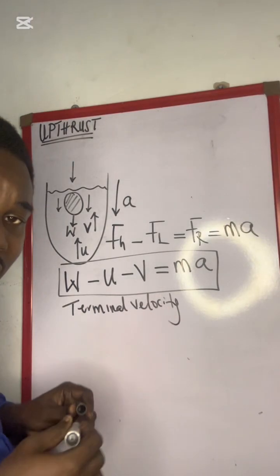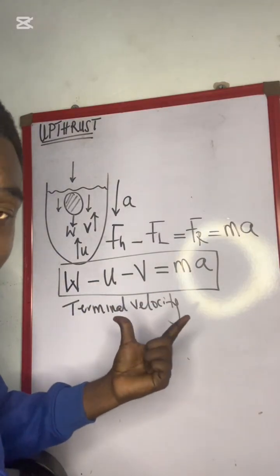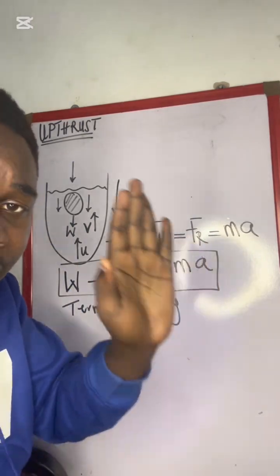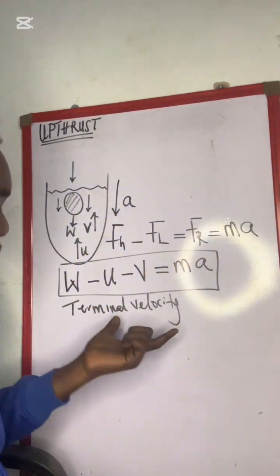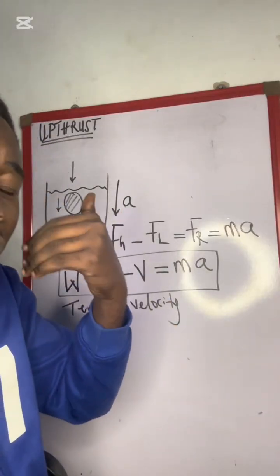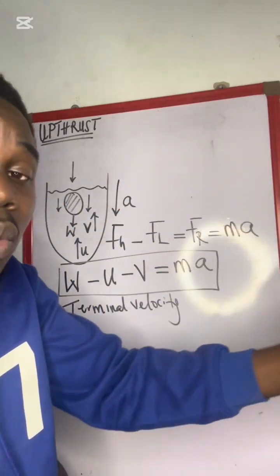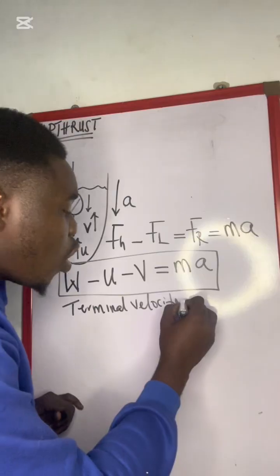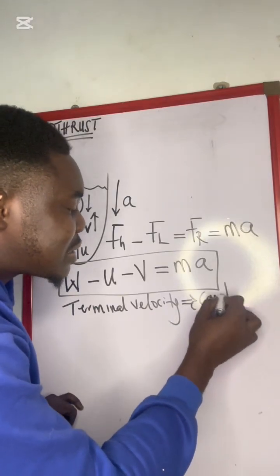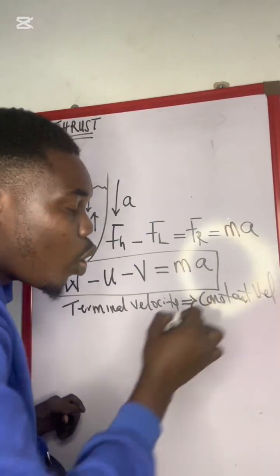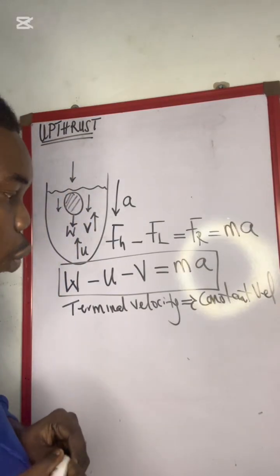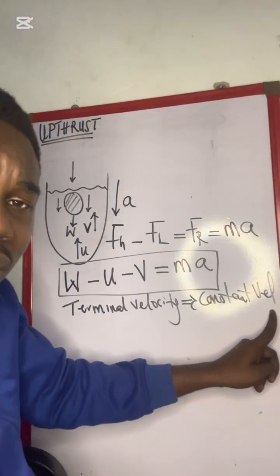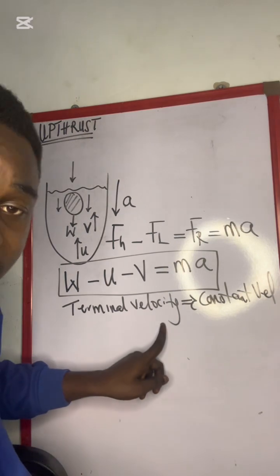Don't be frightened with the English. Terminal velocity basically means that it is the highest velocity that the object will move with. At that velocity, the object will not increase or change its velocity anymore. Therefore, terminal velocity is also saying constant velocity. So when the object moves to an extent, it then attains constant velocity, which we call terminal velocity.